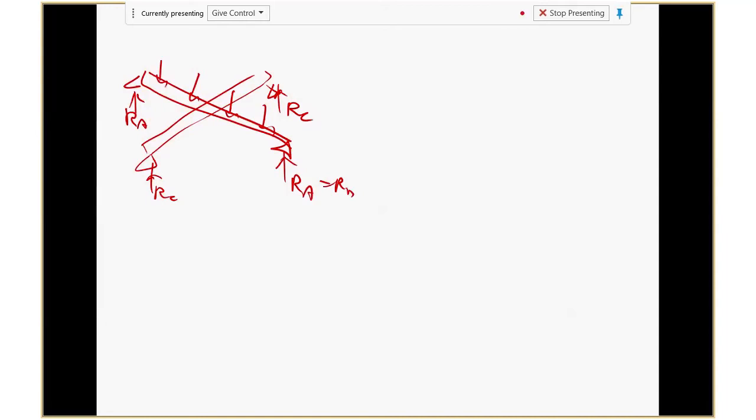And with those 2 unknowns, you cannot tell how the load will distribute between RA and RC. There's no way you can use the equation of equilibrium to find it. You can write sigma Fy equals 0, right? So you're going to have RA plus RC, and the 2 of them, 2 ends, so it equals the load q times L.